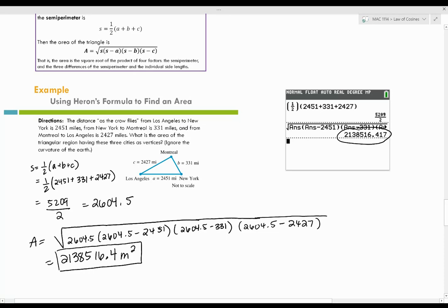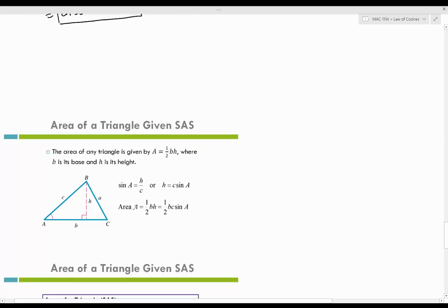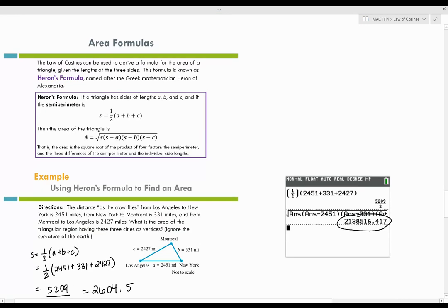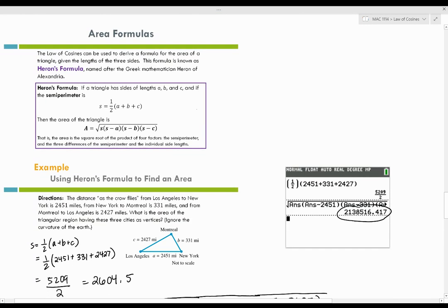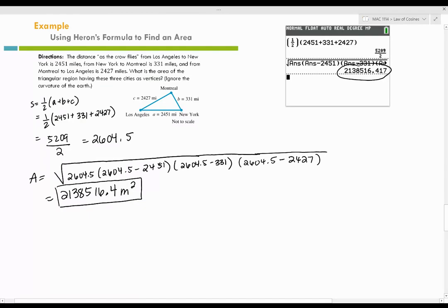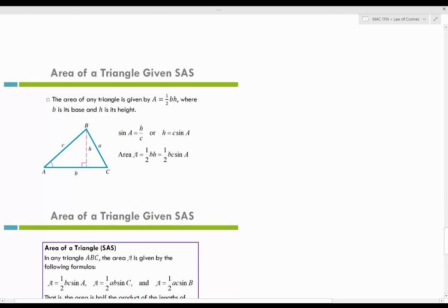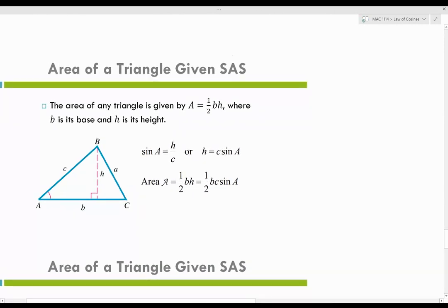Okay, so really, it's basically plug and chug. Once you have the three sides, find the semi-perimeter and then plug them into the area formula. Now, let's look at a different set of area formulas. This area formula would be specifically for a side-side-side triangle because you need the measurements of the three sides in order to use it. The next set of area formulas that we're going to look at are specifically for side-angle-side triangles. So you will have two of your sides and you will have the included angle.